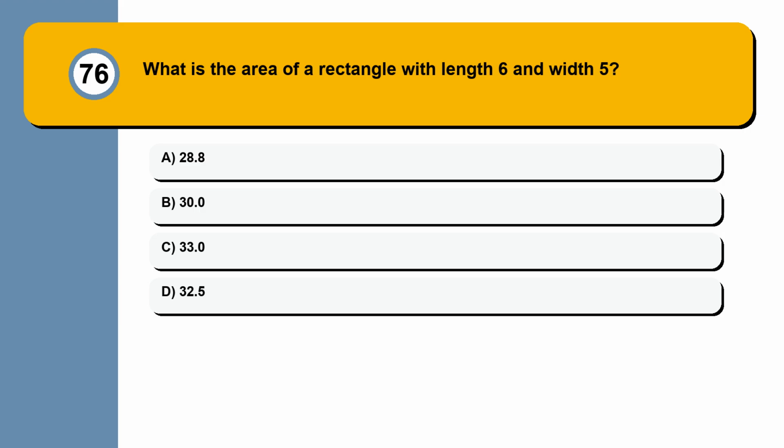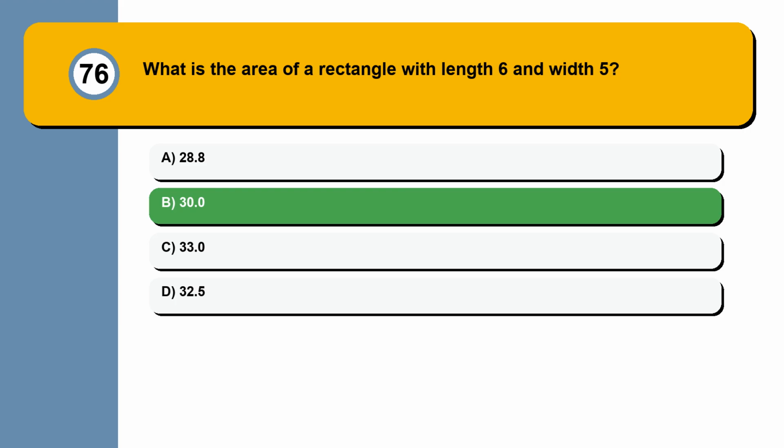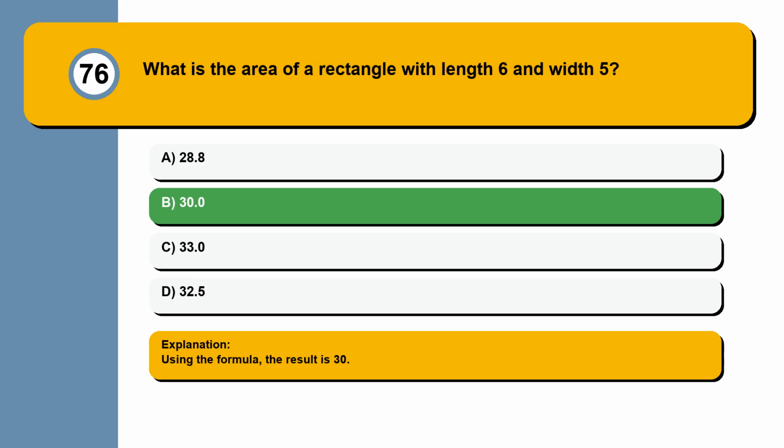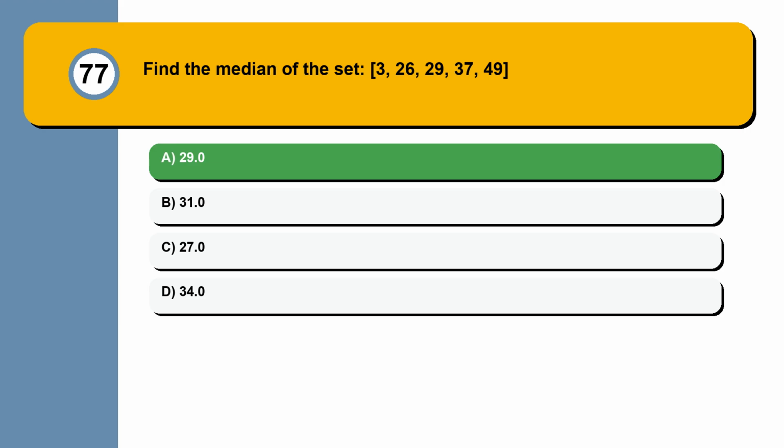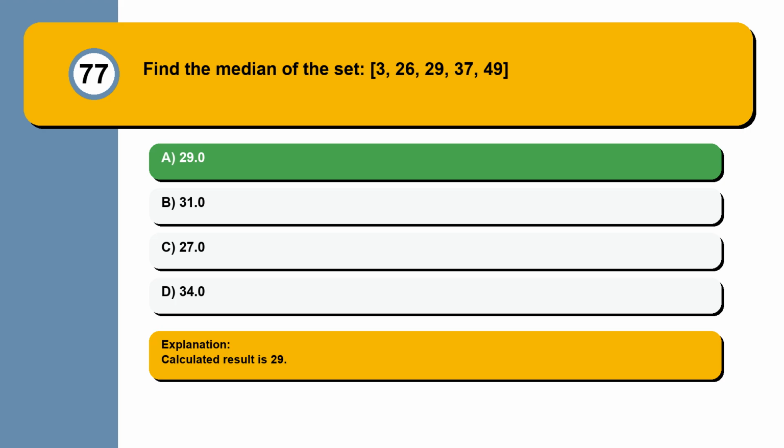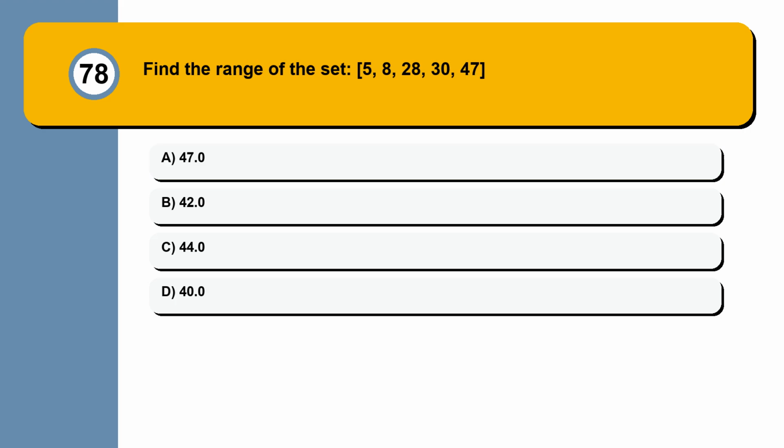Question 76. What is the area of a rectangle with length 6 and width 5? 28.8, 30.0, 33.0, 32.5. Using the formula, the result is 30. Question 77. Find the median of the set 3, 26, 29, 37, 49. 29.0, 31.0, 27.0, 34.0. Calculated result is 29.